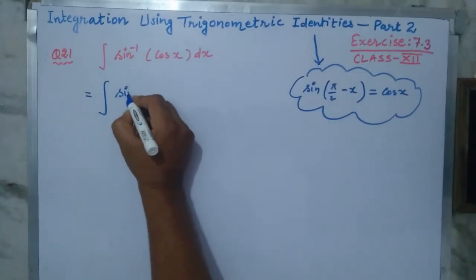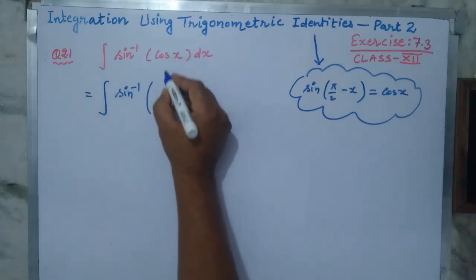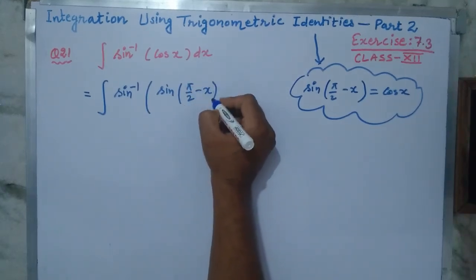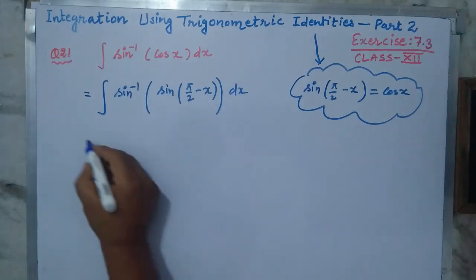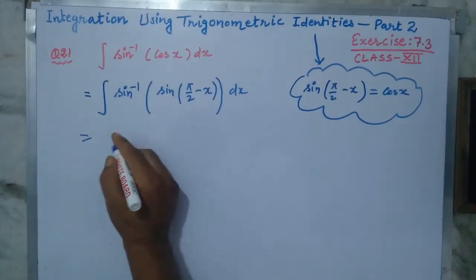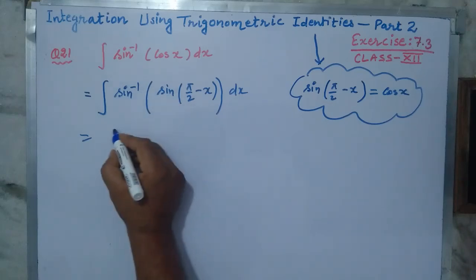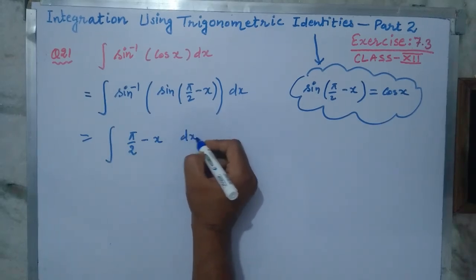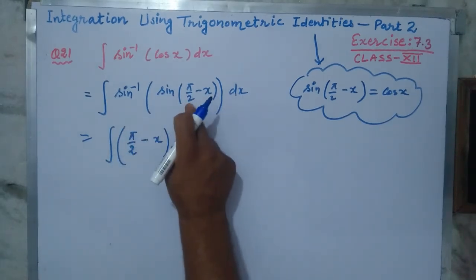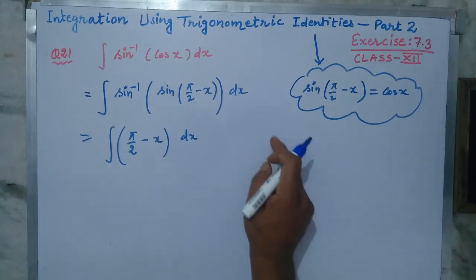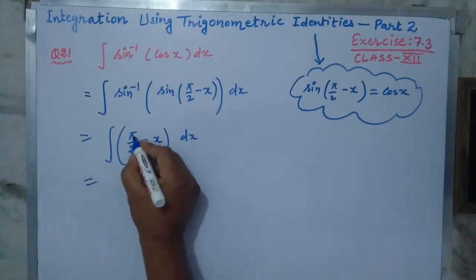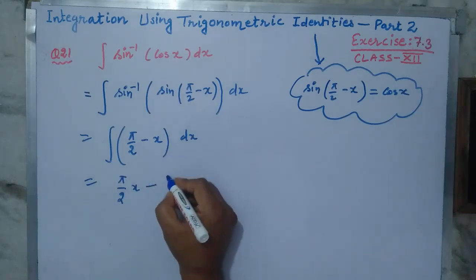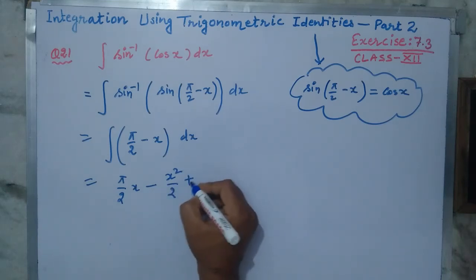So we write this now, sine inverse of sine of (pi by 2 minus x) into dx. So this way sine inverse of sine becomes cancelled now. We are left with (pi by 2 minus x) into dx, because this belongs to minus pi by 2 to plus pi by 2. So what is the integration of pi by 2? Pi by 2 into x minus the integration of x, which is x square upon 2, plus c.